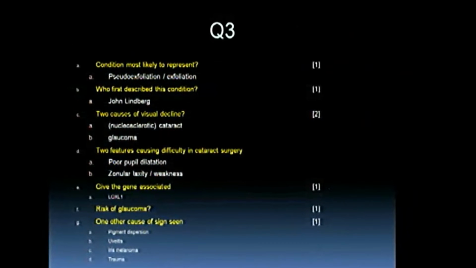Other things can give rise to a pigmented line anterior to Schwalbe's line. Pigment dispersion is probably the next commonest. Trauma, uveitis, and iris melanoma are other causes. Anything between 10 and 50% I'll accept, because I presented a few figures a couple of weeks ago, and the studies are very variable on this, but classically it's 50%.